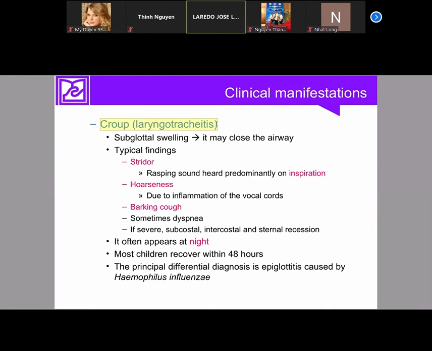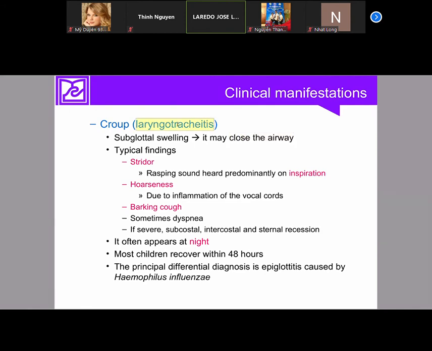When you go to the hospital and practice in the pediatric department, you are going to meet children, I don't know if every day, but every week with laryngotracheitis. This is very common. So inflammation of the larynx and inflammation of the trachea. So swelling. So the airway is a little bit closed. So the typical findings are related to this.